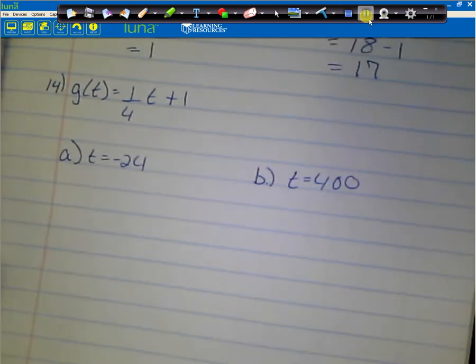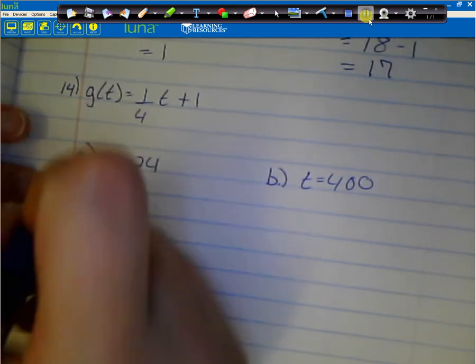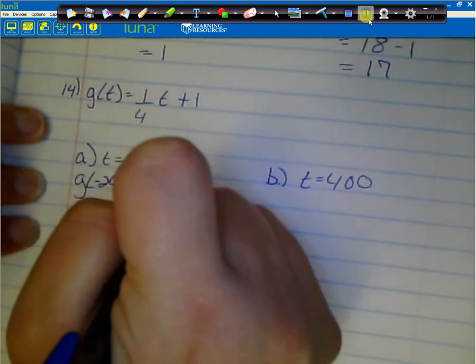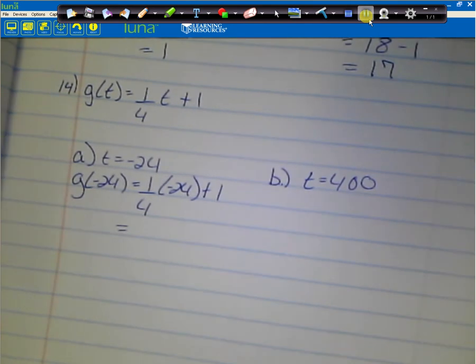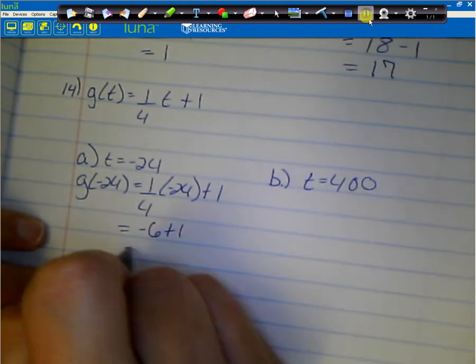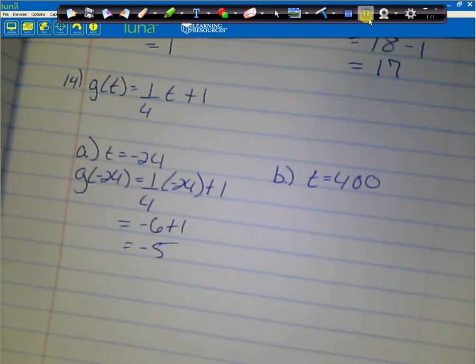Okay, number 14, we're going to look at the function g of t equals 1/4 t plus 1, and we're going to evaluate it at -24, and we're going to evaluate it at 400. Again, just because it has a fraction, don't let that scare you. You have a fraction button in your calculator. So here, everywhere I see a t, I'm going to plug in a -24. And from here, I'm just going to follow order of operations. 1/4 of -24 is -6, plus 1 is -5. So function g evaluated at -24 will give you -5.